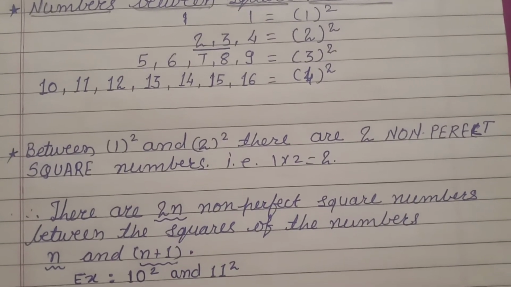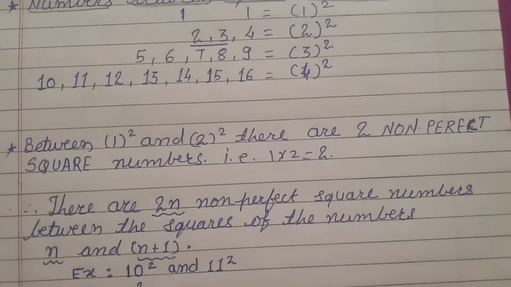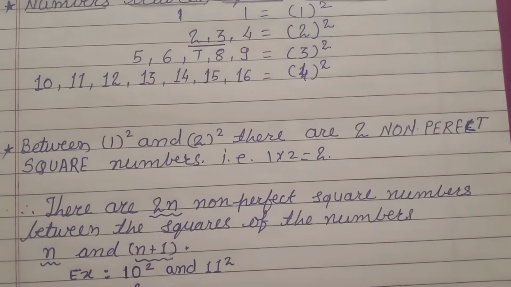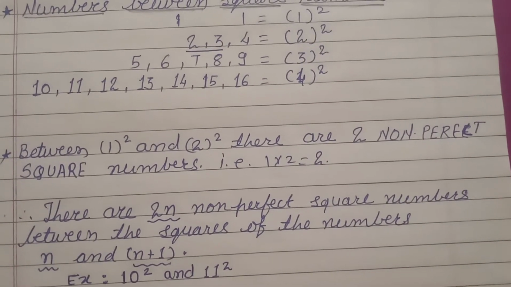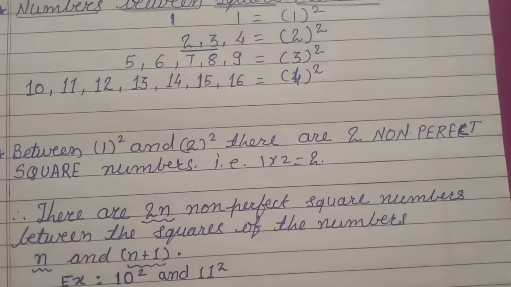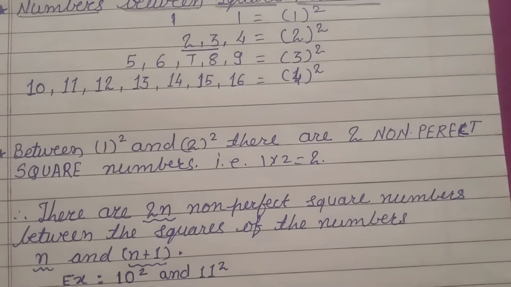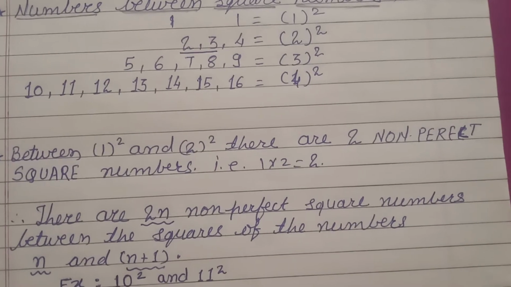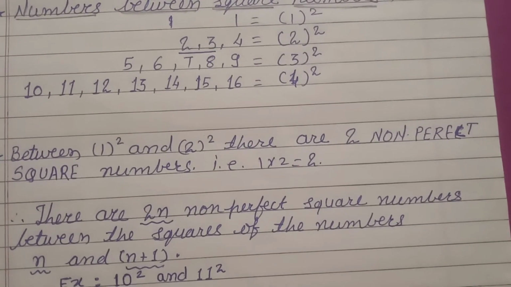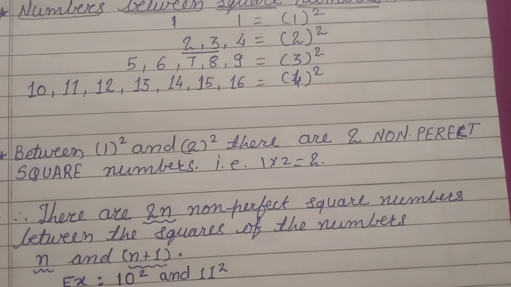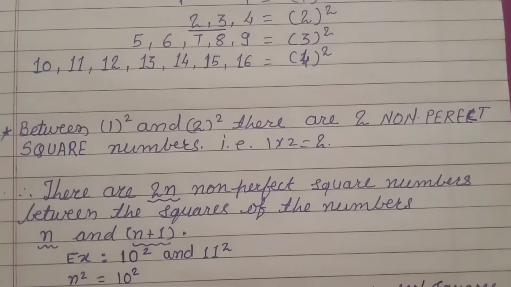So, we can say that between 1 square and 2 square, there are 2 non-perfect square numbers, or we can say 1 into 2, that is equal to 2. So we can summarize this definition as: there are 2n non-perfect square numbers between the squares of the numbers n and n plus 1. Now let us take an example.